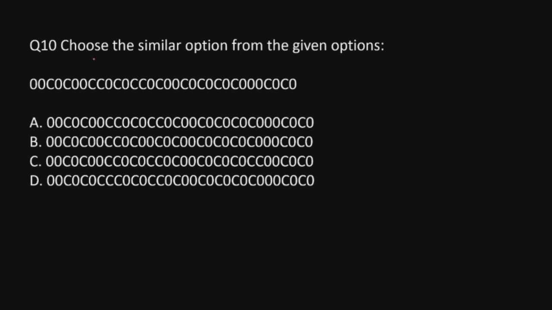Okay. Choose the similar option from the given options. This is a very important question. Here you have to find an option with the same sequence. It is easy, but it's tricky. You can see there is a C and 0, which can make you confused. It's an illustration type of question, so you have to be careful while solving this. Here option A is the correct one.